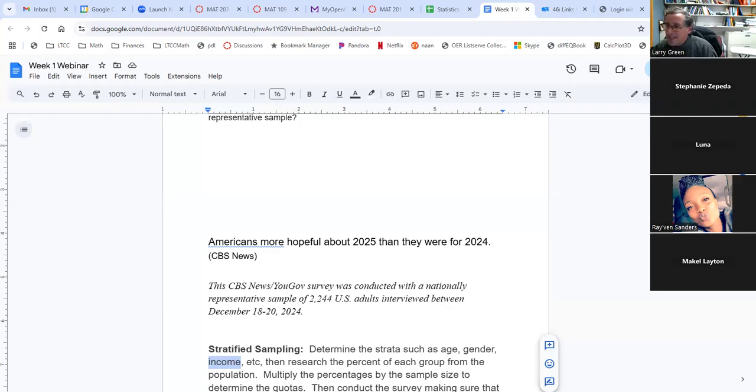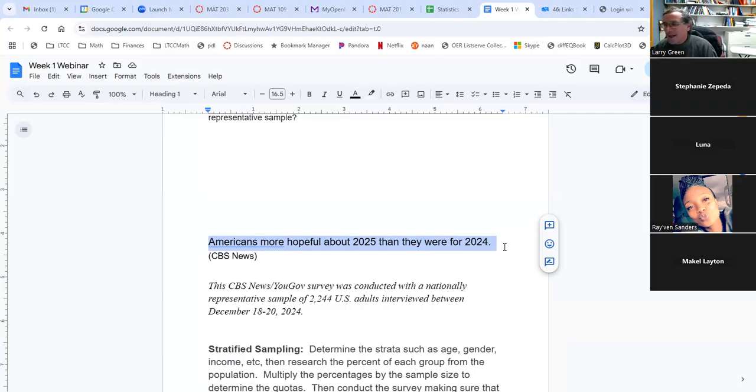Okay. So the reason I don't see anyone coming up with the true reason. The reason, we're not doing, actually, we're talking about more hopeful about 2025 now. We're looking at this one now, a new one.